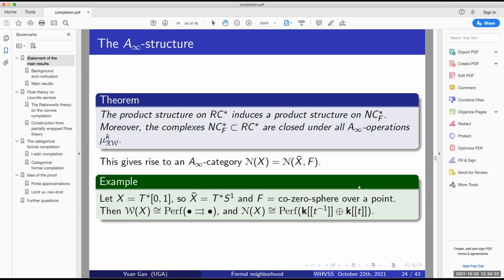So I'm very confused. In what sense is the completion of T star the interval becoming T star S1? It's actually, I just start from T star S1 and I remove a neighborhood of the 2 points at infinity.